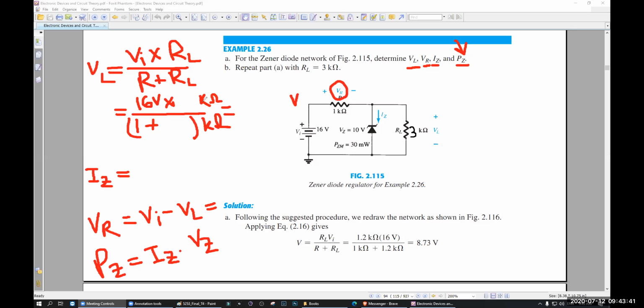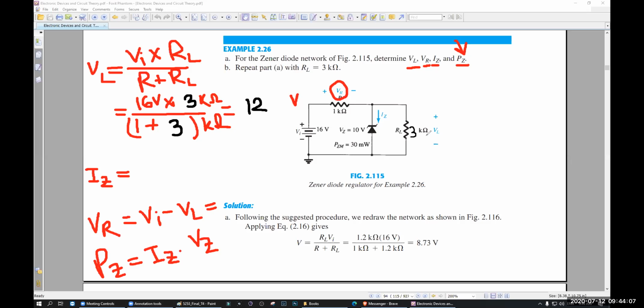See, now we have to modify the value VI into RL over R plus RL. Here the RL is 3 now, right? So we can write 3. So 16 into 3 divided by 1 plus 3. So you will get 12 volt, right? 12 volt. Now look at this.